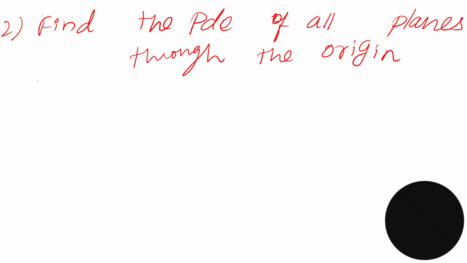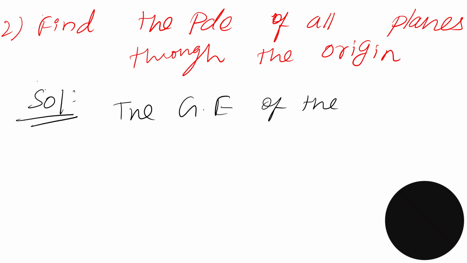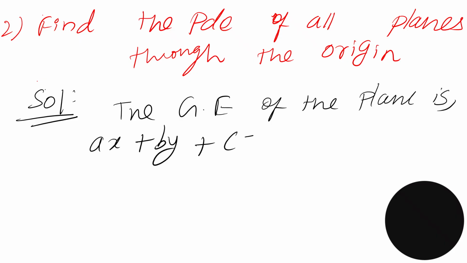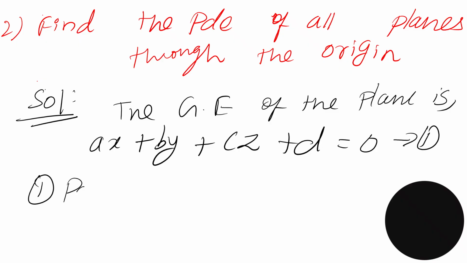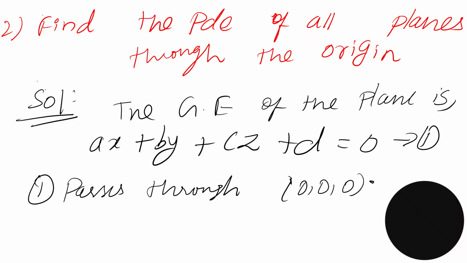So the solution is, first you have to write the general equation of the plane: ax plus by plus cz plus d equal to 0. This equation is denoted as 1. This equation passes through the origin, so (0, 0, 0).